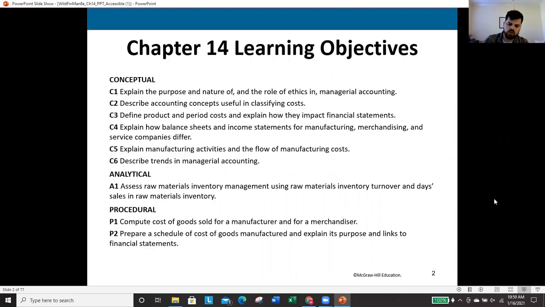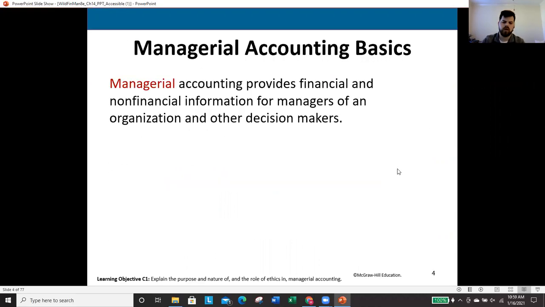So here in chapter 14, the first thing we just want to talk about is what is managerial accounting? What are we really trying to accomplish? Managerial accounting will provide us with financial and non-financial information for the managers of an organization and other decision makers. You'll notice a key change here from what we talked about in 2301 is who we are trying to provide this information to. In 2301, we were primarily concerned with providing this information to those external from the organization. So investors, shareholders, bondholders, lenders of other types. That is who we were primarily concerned about.